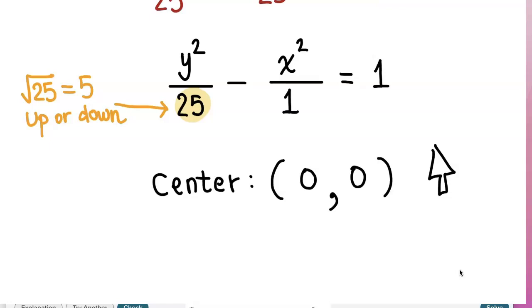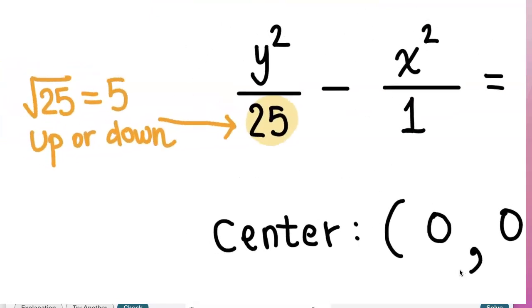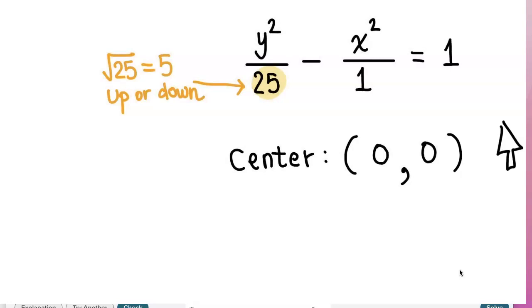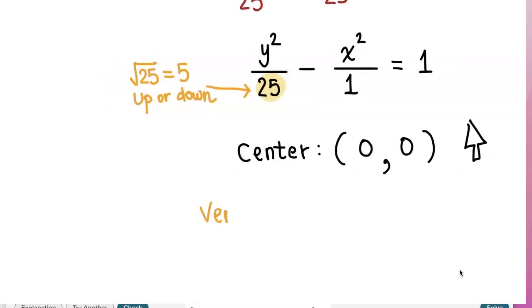And how did I know that we must go up or down, not right or left? Because 25 was a number under y, okay? So we go up or down, okay? So let me go find the vertex coordinates, vertex or vertices.